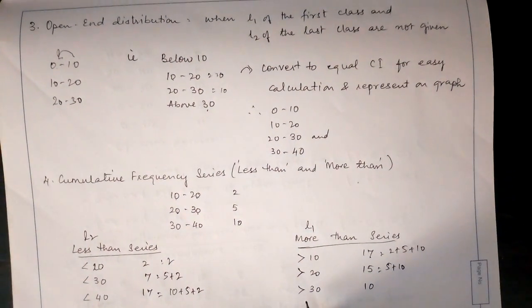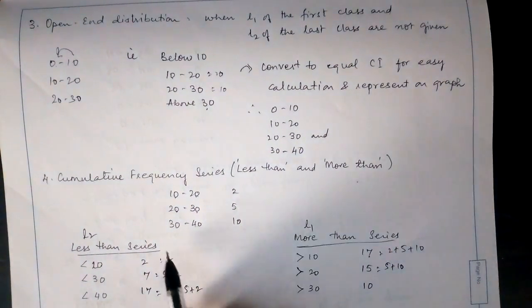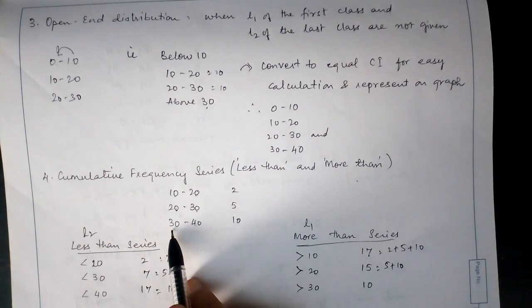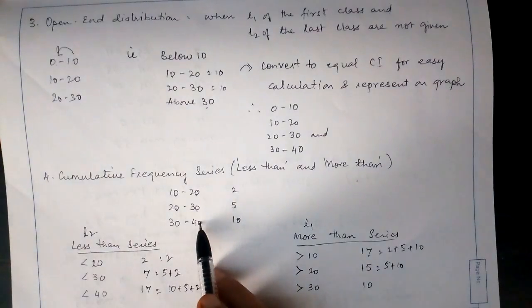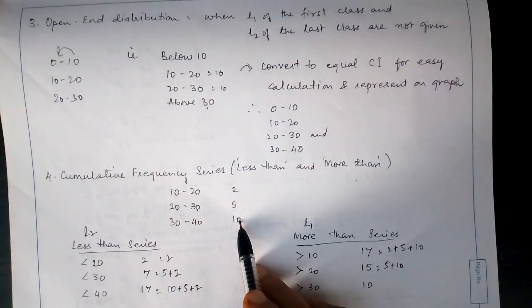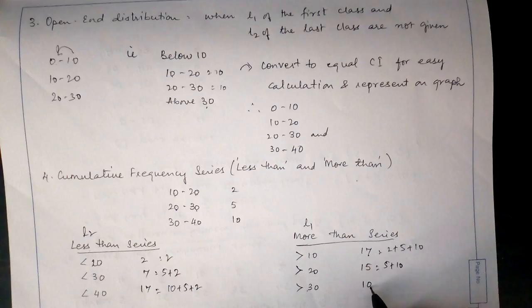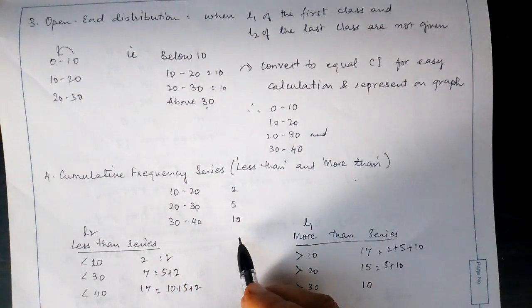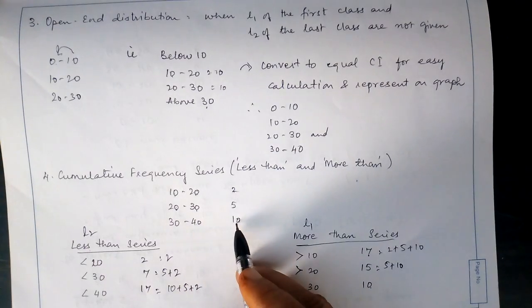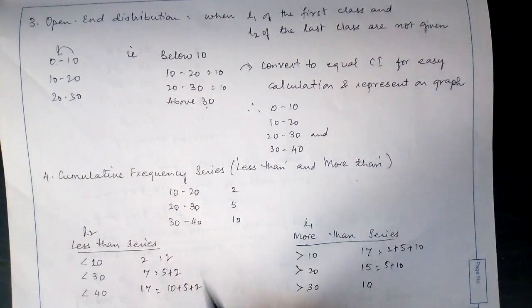Now the last in the series is, the lower limit is 30. So more than 30 would be all those observations. Is it so? More than 30 would be 30 to 40. That means 10. So more than 30 would be only 10 observations, because these observations are less than 30. This class interval has 10 observations which lie between 30 and 40.